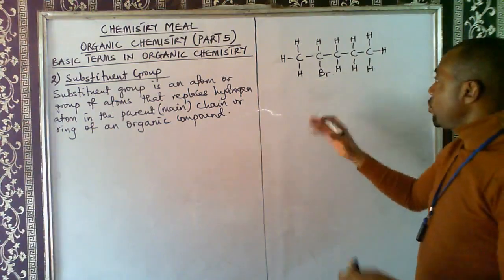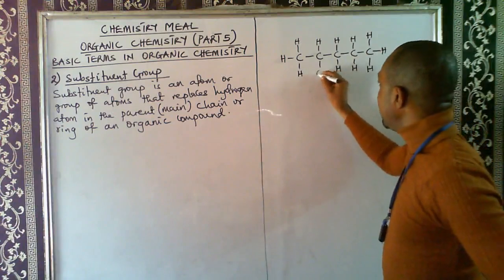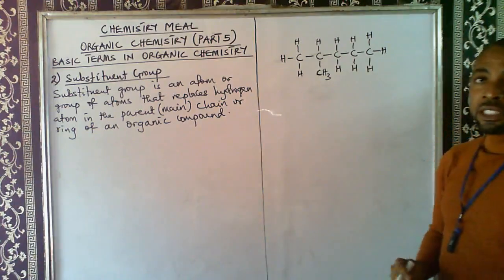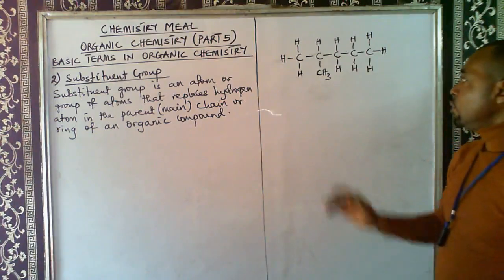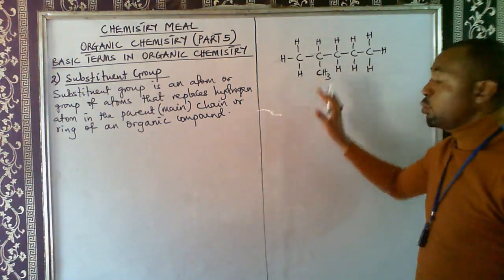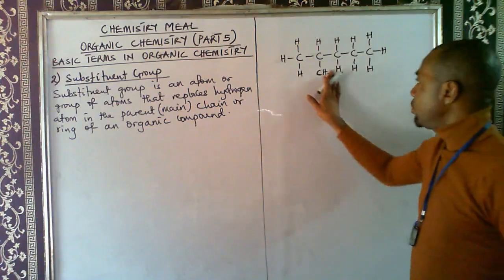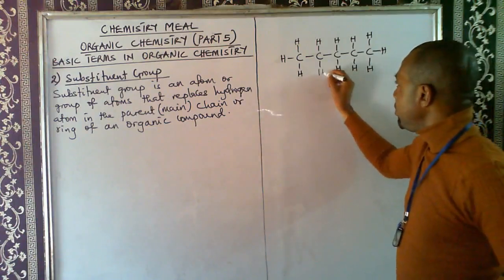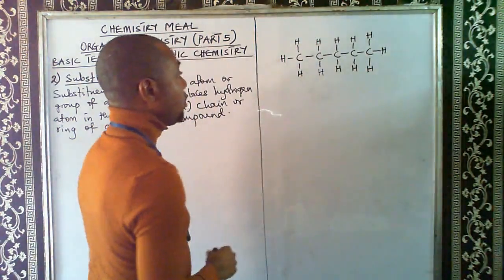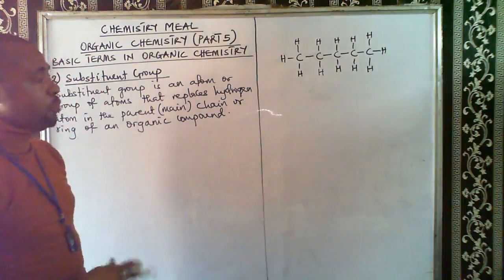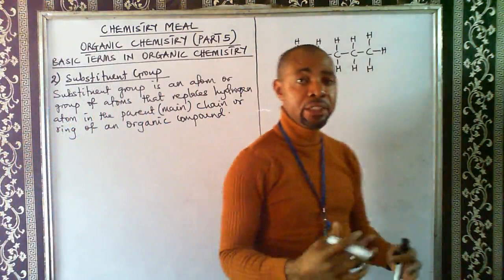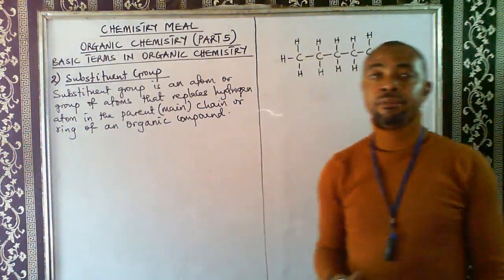We can still have a group of atoms. We can still have here CH3. You see that? So this group now replaced hydrogen. That's why this group is known as a substituent group. So let me put my hydrogen back. We'll still revisit this particular structure. I know that the meaning of substituent group is very clear.